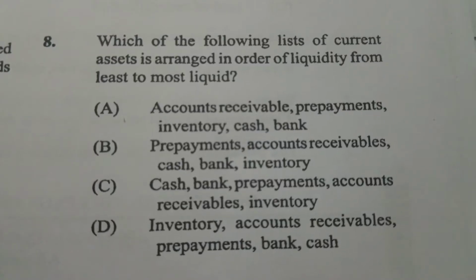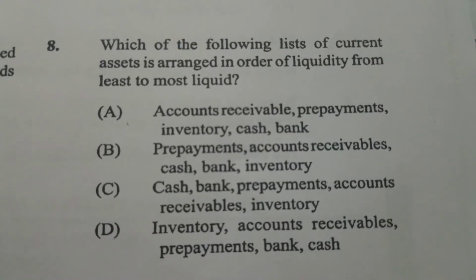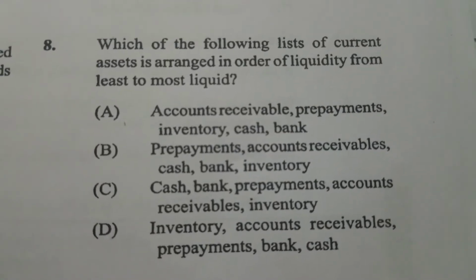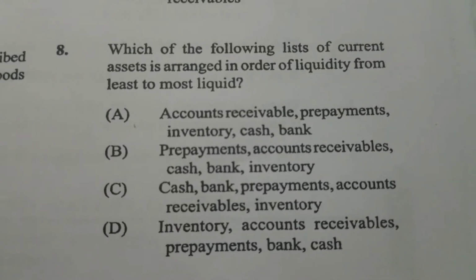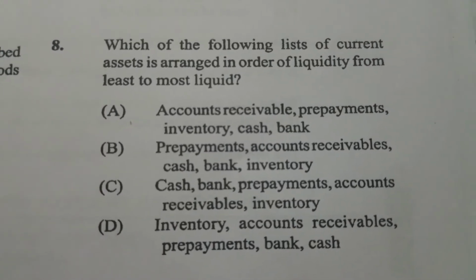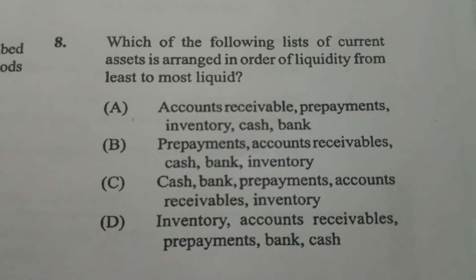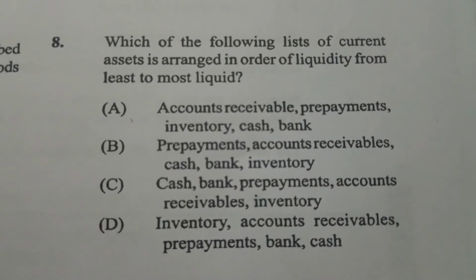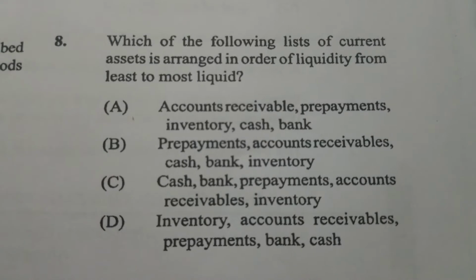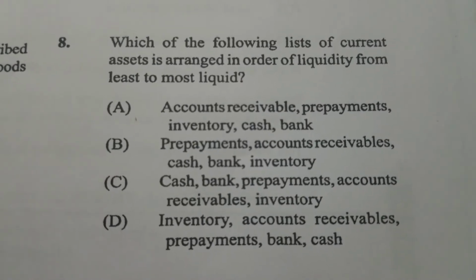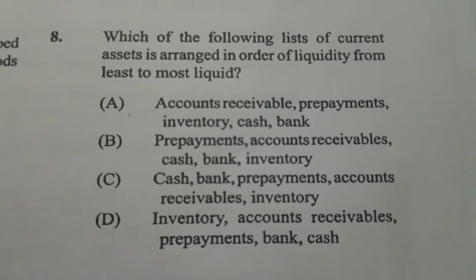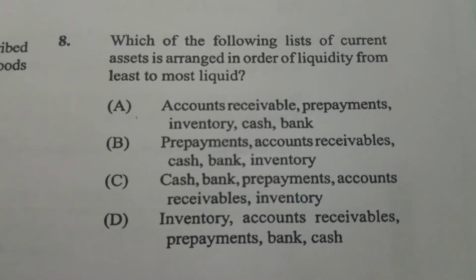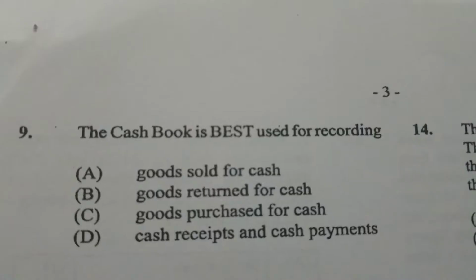Item 8. Which of the following lists of current assets is arranged in order of liquidity from the least to the most liquid? And our answer is D. Starting from inventory, go to accounts receivable, then prepayments, bank, then cash. So D is the most appropriate answer here.